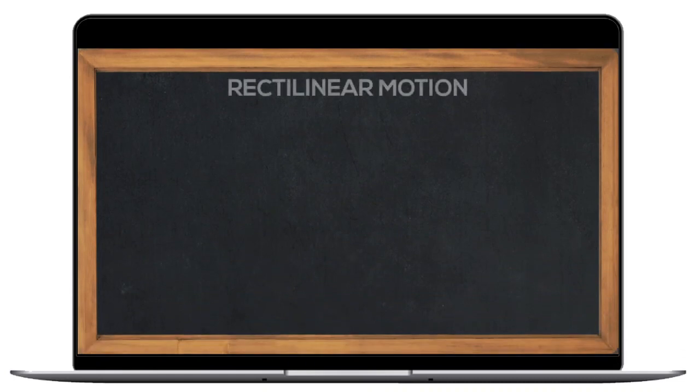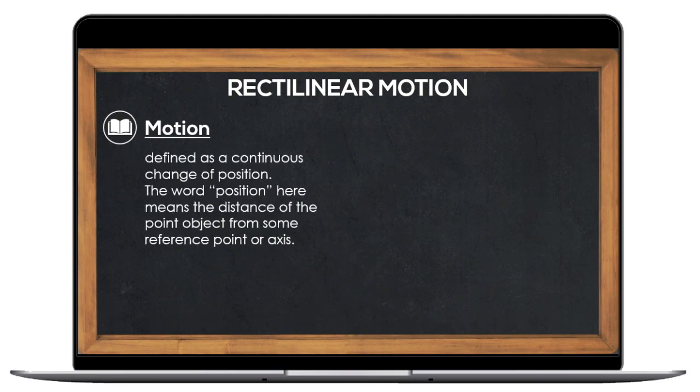Let's define the following terms. Motion. Motion is defined as a continuous change of position. The word position here means the distance of the point object from a reference point or axis.